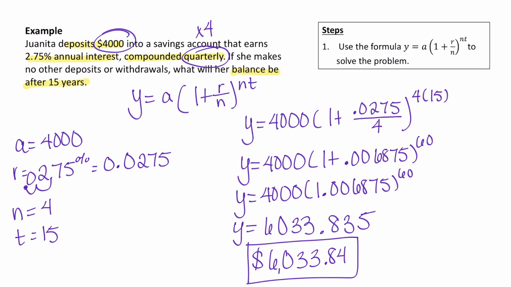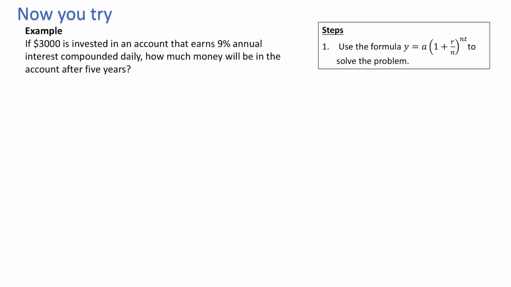So that is how much money she will get if she leaves her money in that bank for 15 years. Because what she's doing is she's earning interest on that initial $4,000 deposit, plus she's earning interest on the interest that she gets 4 times a year. So now you can go ahead and pause the video and try this example on your own.